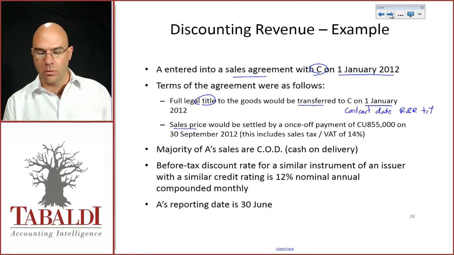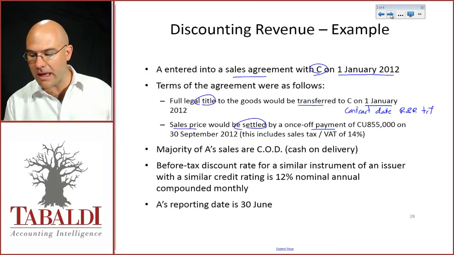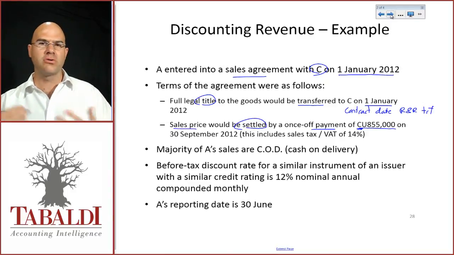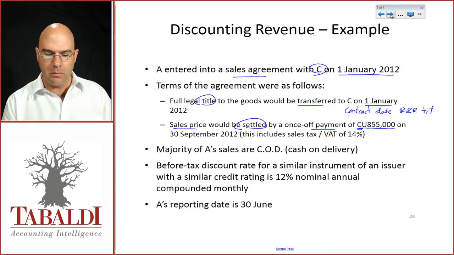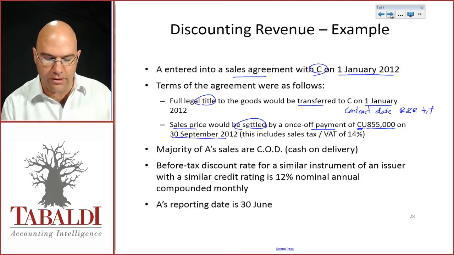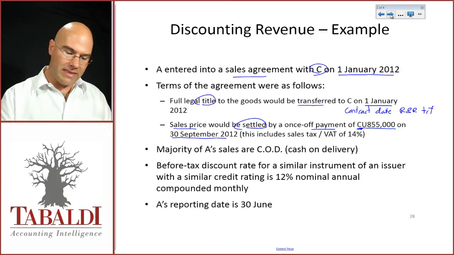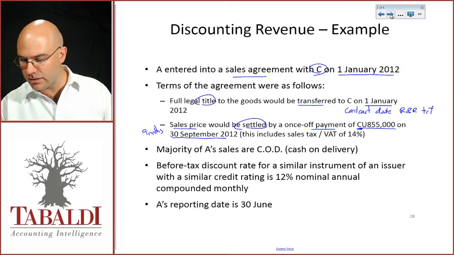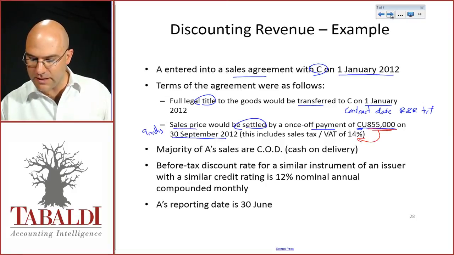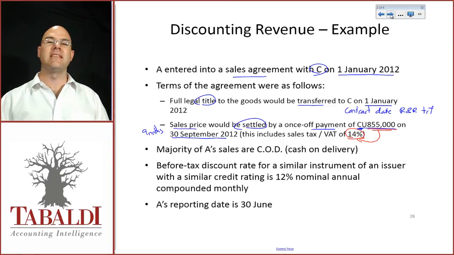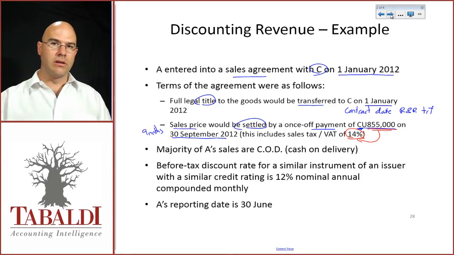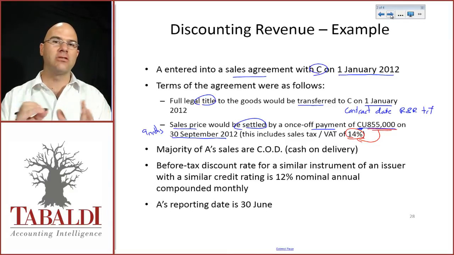The sales price would only be settled by a once-off payment of $855,000. Remember, I'm using CU, it could be dollars, rands, whatever, currency units. But it's only going to be transferred on the 30th of September 2012. That is 9 months later. Please take note, I've included a sales tax, a VAT, of 14% in that 855 contract price.